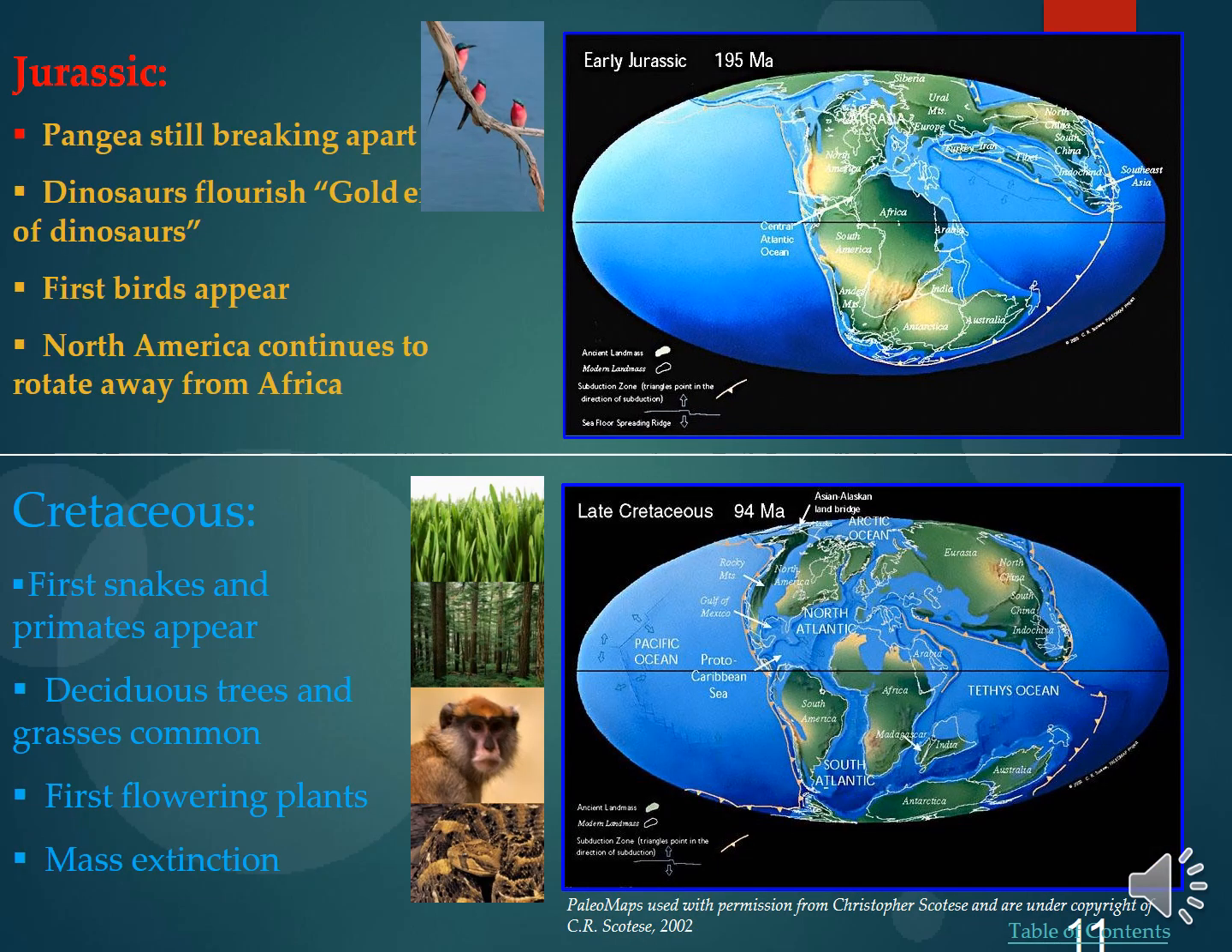The Jurassic period, where you see the dinosaurs flourish, what we call the golden era of the dinosaurs, and the North American continent rotates away from Africa. In the Cretaceous period, the first snakes and primates appear, deciduous trees and grasses were common, the first flowering plants were seen in the Cretaceous period, and then there was a mass extinction.